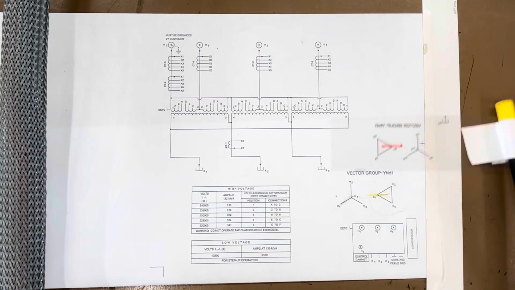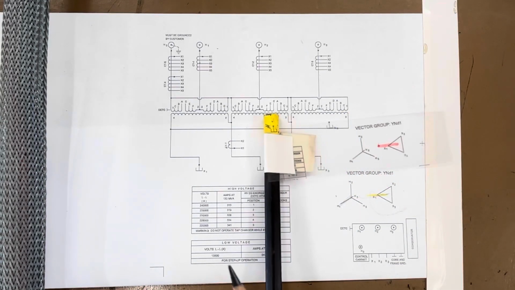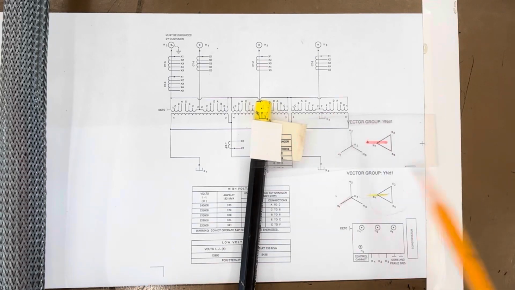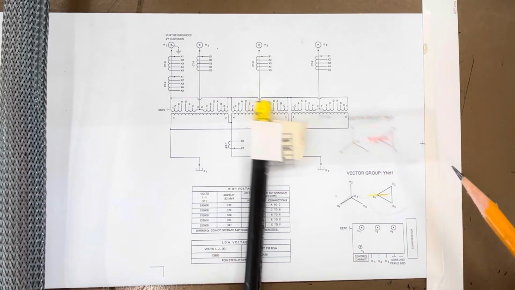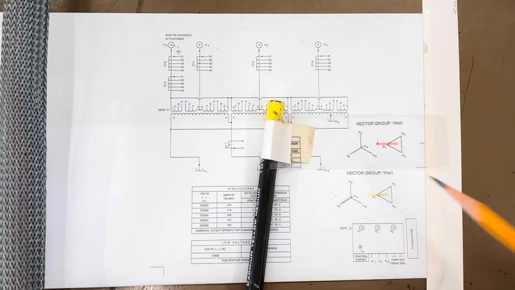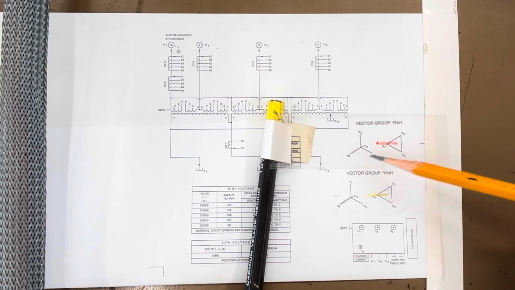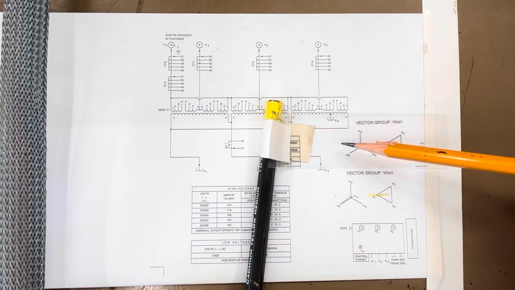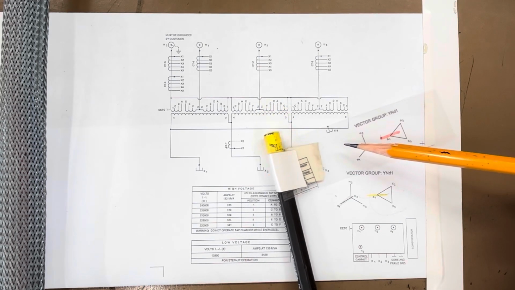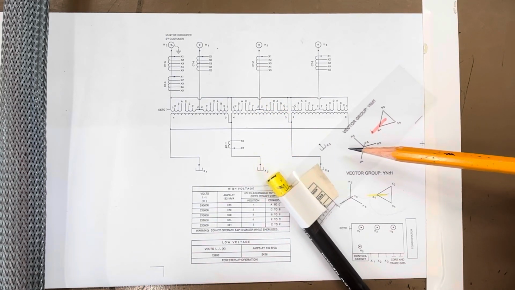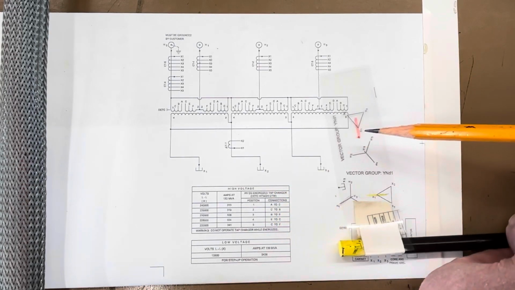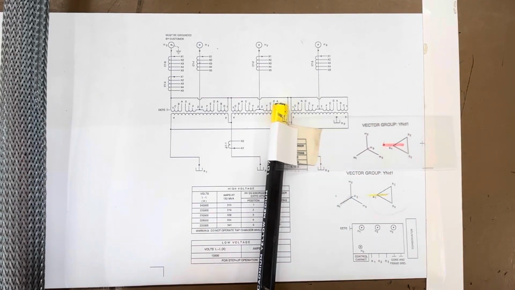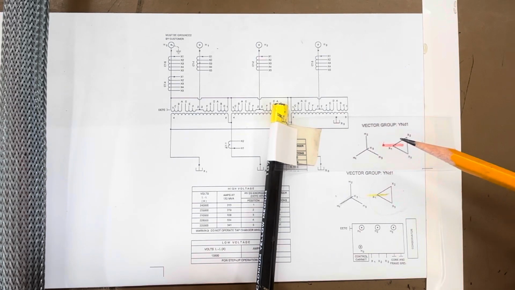So in this teeny tiny transparency right here, we have this exact same vector group printed out on a piece of transparency. So exactly the same. And you can see H1, H2, H3, X1, X2, X3. If you had a little stick person right here and this was rotating counterclockwise, it is 1, 2, 3 phase sequence. So this is normal. This is ABC, or 1, 2, 3 phase sequence. This is the way the transformer nameplate is drawn.